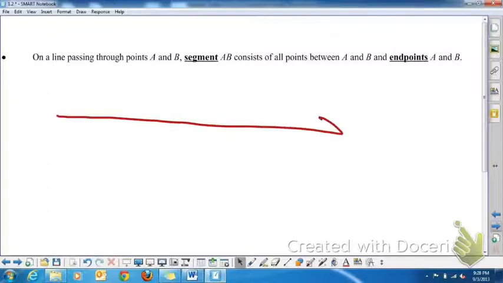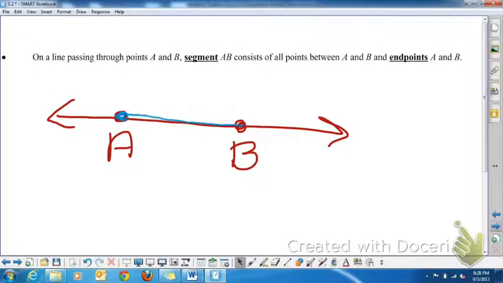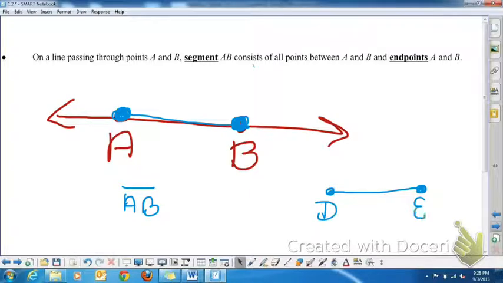On a line that passes through points A and B, this segment that's between points A and B has the end points A and B. This is called a line segment, and you just name it like this, segment AB. We can have a line segment that's just a piece of a line, like this one, DE. And I would just name this segment DE.